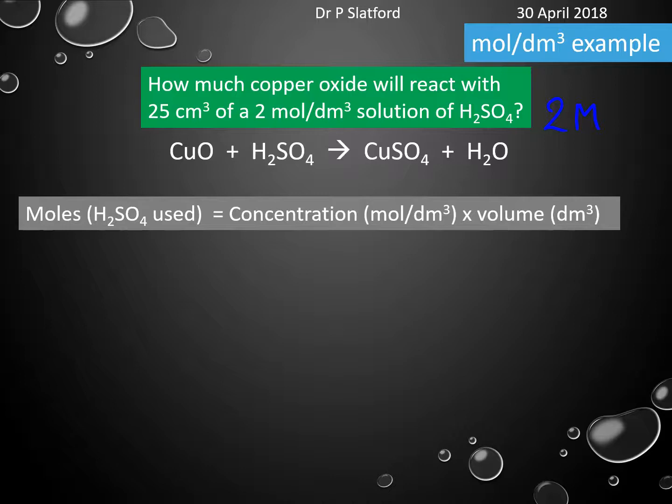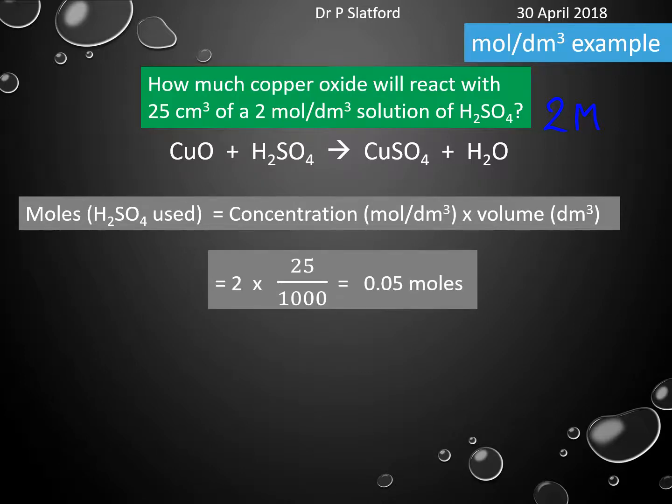Okay, now we don't need to do the first step that we did before because we've already been given the number of moles essentially, but the moles of H2SO4 used is equal to the concentration in moles per decimeter cubed times the volume in decimeters cubed, which we do have to change, okay, because we've been given it in centimeters cubed. So we need to have our 25 divided by 1,000 there. So the concentration is 2, times that 25 over 1,000, and I get 0.05 moles.